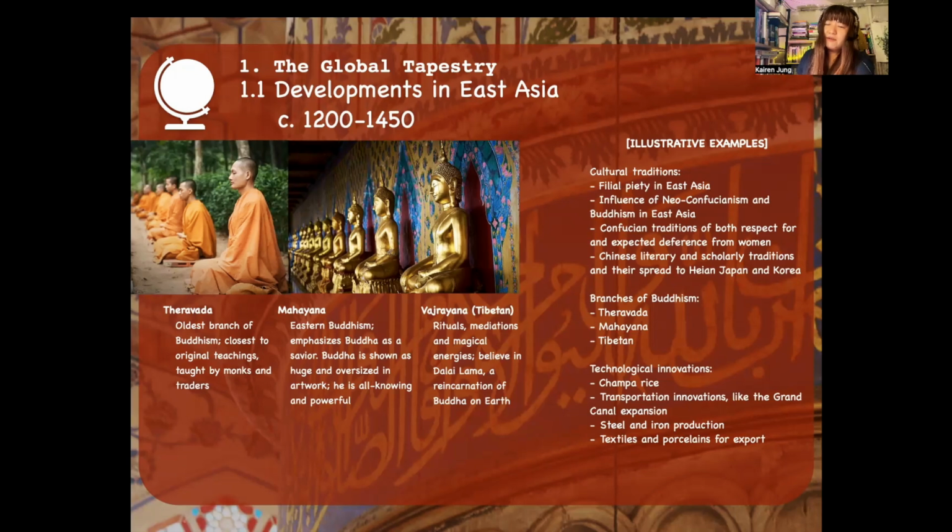The Chinese literary and scholarly traditions of Neo-Confucianism spread to Heian, Japan, and Korea. You're going to want to remember the trajectory of that spread, how that spread occurred. Now, something you definitely have to remember is there are 3 main branches of Buddhism. What are they? Theravada, Mahayana, and then the Vajrayana. Vajrayana, also called Tibetan Buddhism. Theravada is the oldest branch of Buddhism, and it is closest to the original teachings. It's taught by monks and traders.